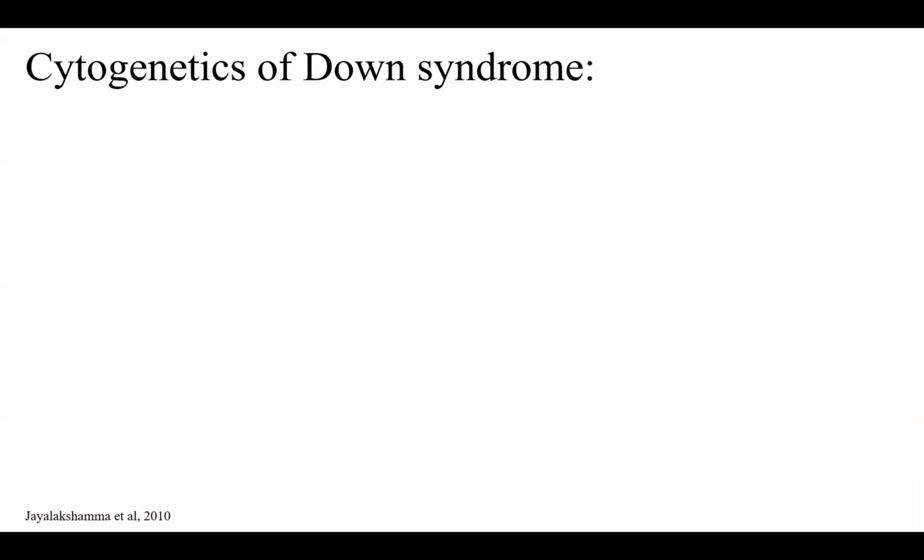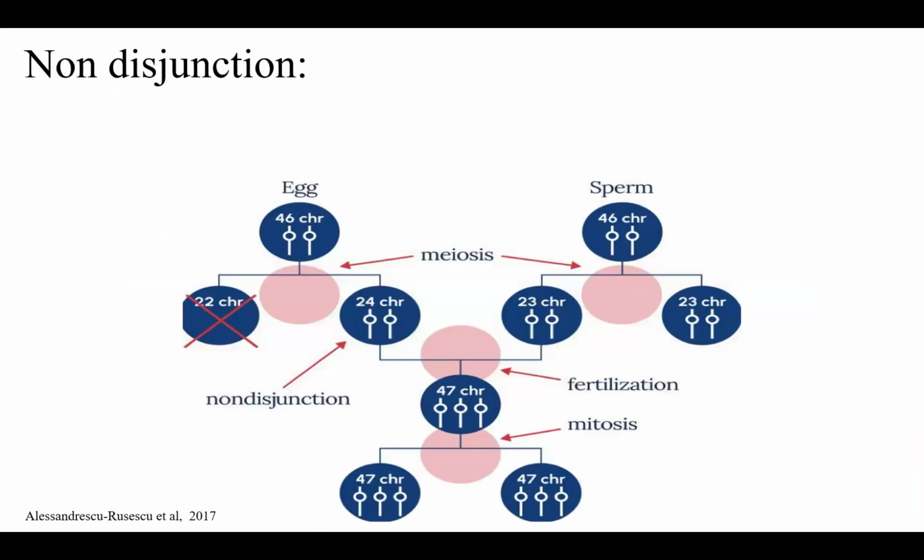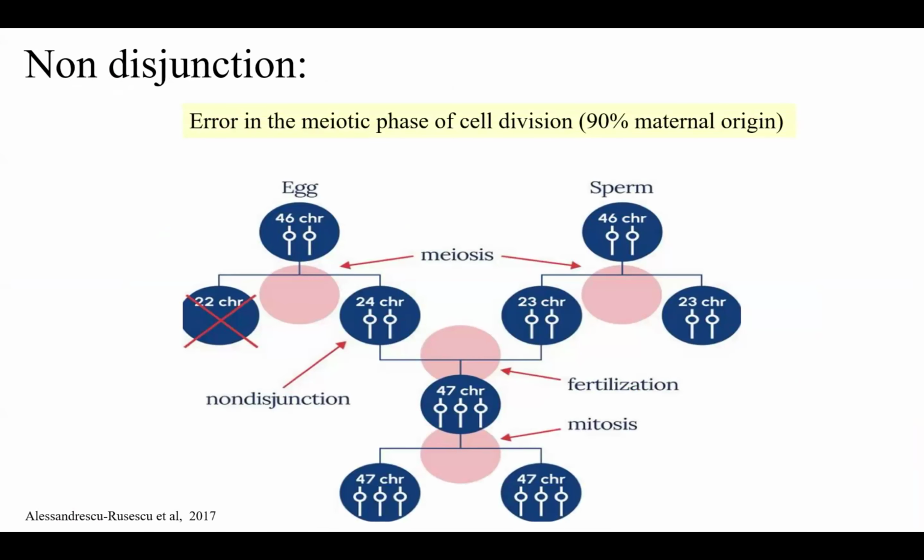So coming to the cytogenetics of Down syndrome, it includes 3 variants. One is meiotic non-disjunction, which is the cause for 95% of Down syndrome, followed by translocation, which is 4%, and mosaicism, which is 1%. The meiotic non-disjunction is an error in the meiotic phase of the cell division. 90% is of maternal origin, the remaining is because of paternal origin.